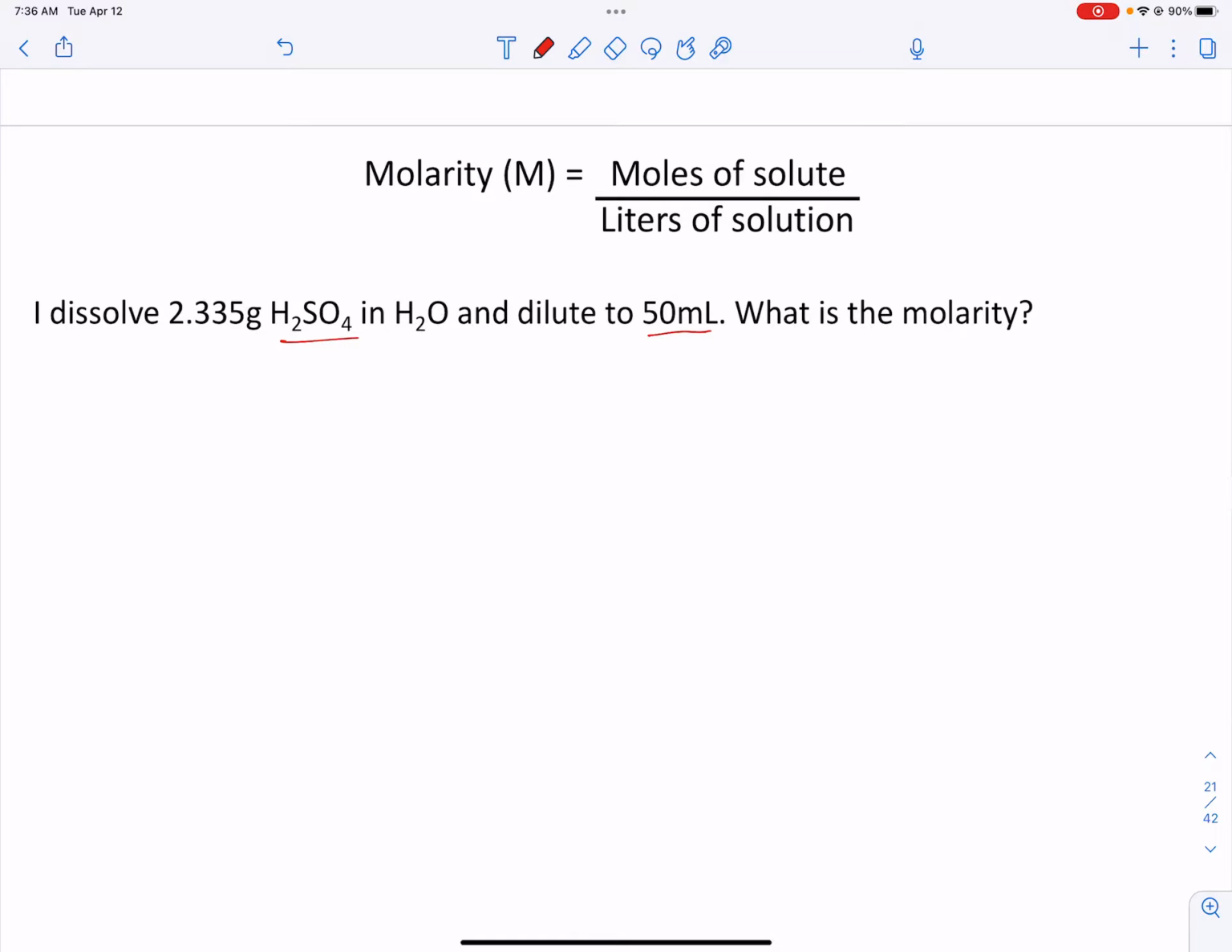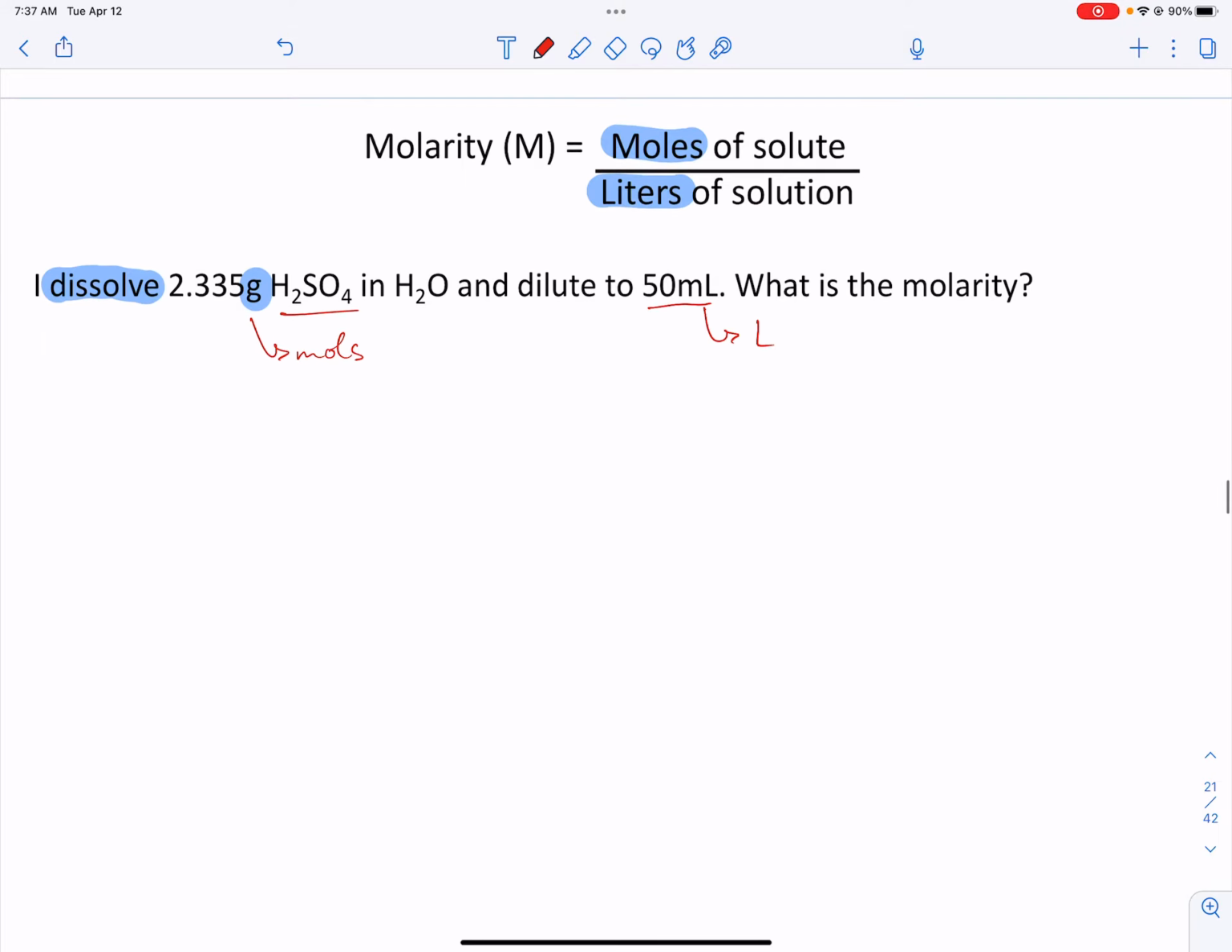This problem has a little bit of converting we have to do before we just plug everything in. We are supposed to plug in moles of solute on top, but we're given grams. How do I know this is my solute? Because it says I dissolve this thing. I'm dissolving hydrogen sulfate, which means my hydrogen sulfate is the solute. And the solution is going to be the 50 milliliters. We're supposed to plug in solution in units of liters. So a couple things. We need to convert grams to moles, and we need to convert milliliters to liters. And sometimes you'll have to do that.